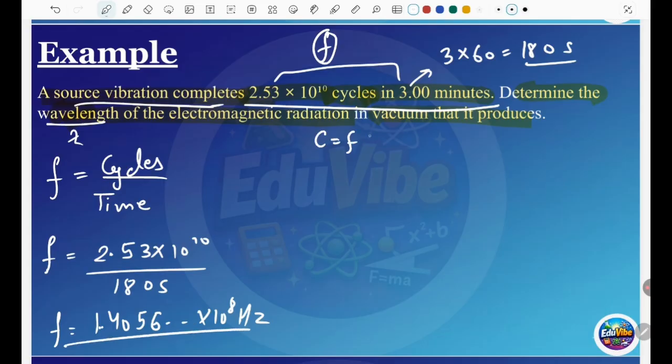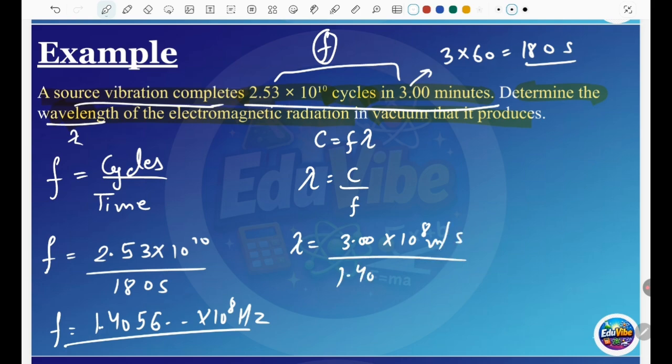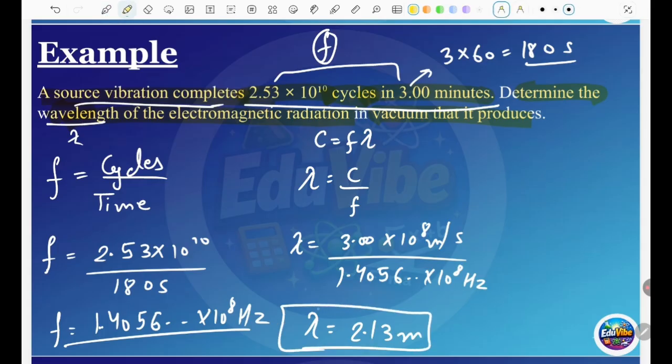Now you know the formula to find the wavelength: c divided by f. So c is again 3.00 × 10^8 meters per second divided by 1.4056 × 10^8 hertz. What do you get as the wavelength? You get 2.13 meters. This is the wavelength of the electromagnetic radiation produced in vacuum. You get this type of question, so you have to know this. That's all we have to do in this part.